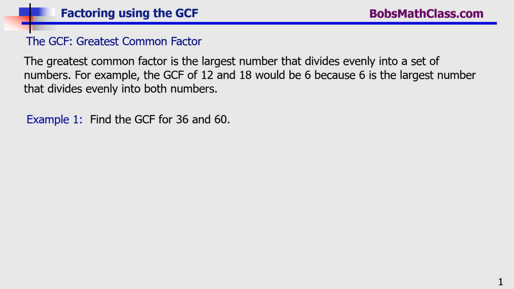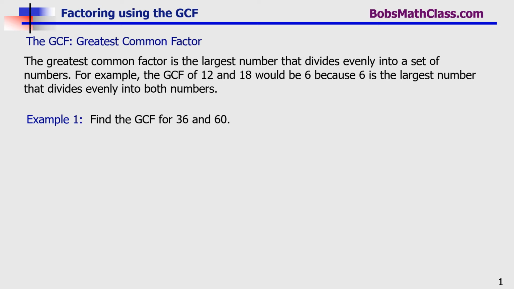Hey everyone, this lesson is on factoring using the GCF. So we're just starting our factoring process here. The first thing we need to talk about is the GCF, greatest common factor. The greatest common factor is the largest number that divides evenly into a set of numbers. For example, the GCF of 12 and 18 would be 6 because 6 is the largest number that divides evenly into both numbers.